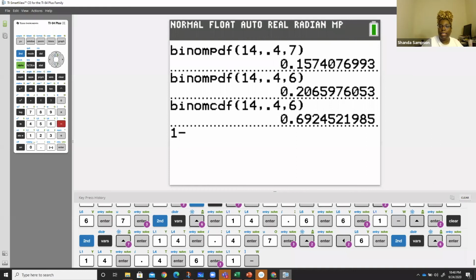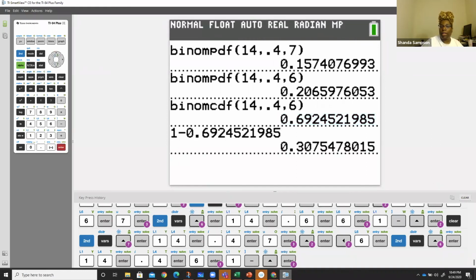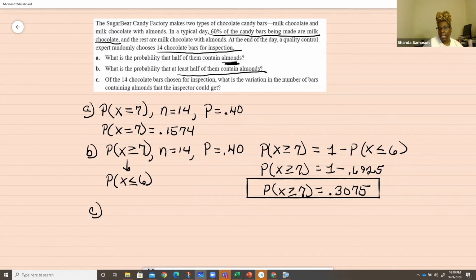Again, 1 minus, hit the up arrow to pick that up. And then your answer is 0.3075. So of the 14 candy bars chosen before inspection, what is the variation in the number of bars containing almonds that the inspector could get?